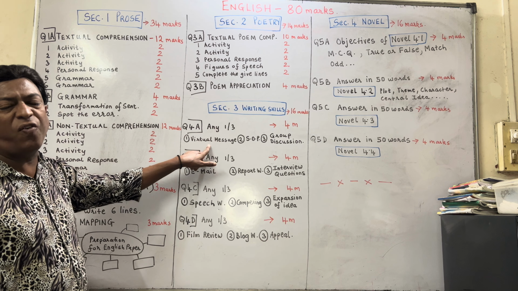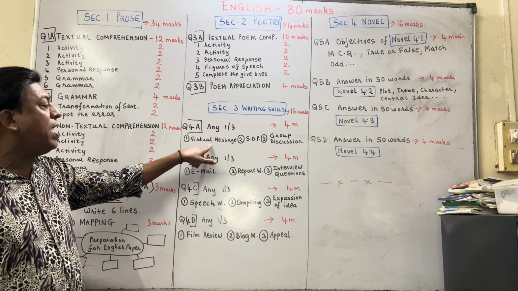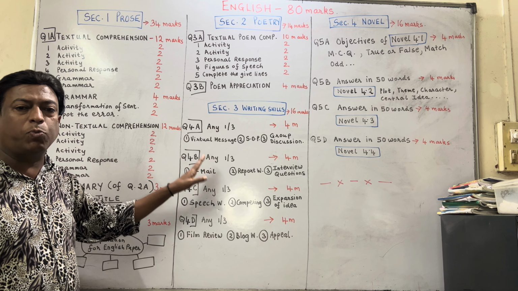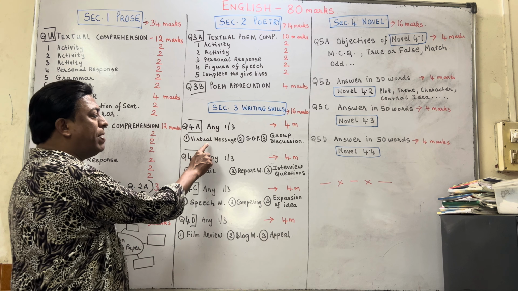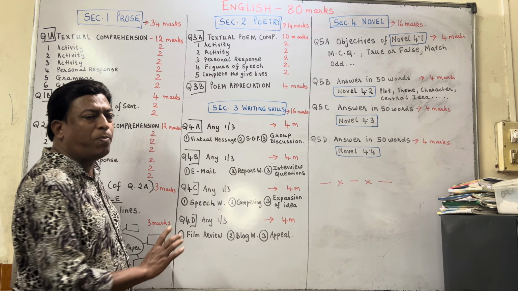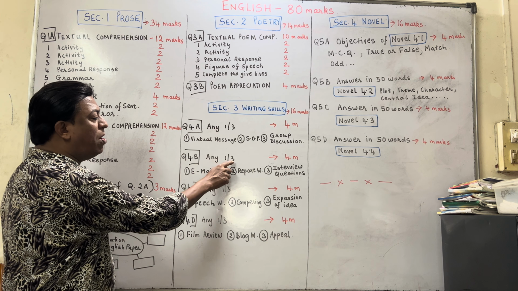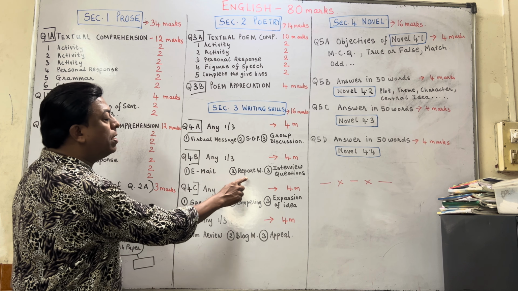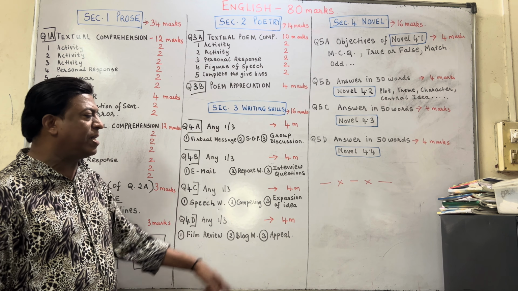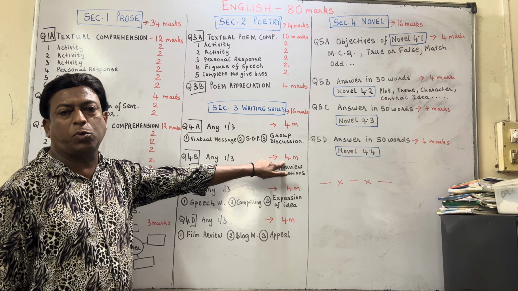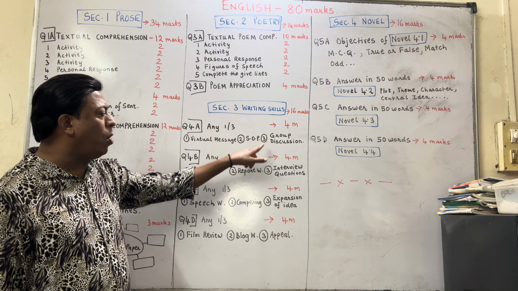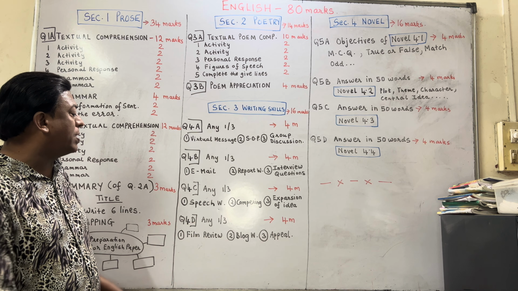I would suggest go for virtual message. I made a video of all this. Please watch that video. You will be able to understand what you have to do. Virtual message is easy. That carries 4 marks. In 4B, again 1 out of 3. Email, report writing, and interview questions. I made a video on interview questions. Please watch that. You will be able to score there. So watch those videos and you will be able to get your marks.